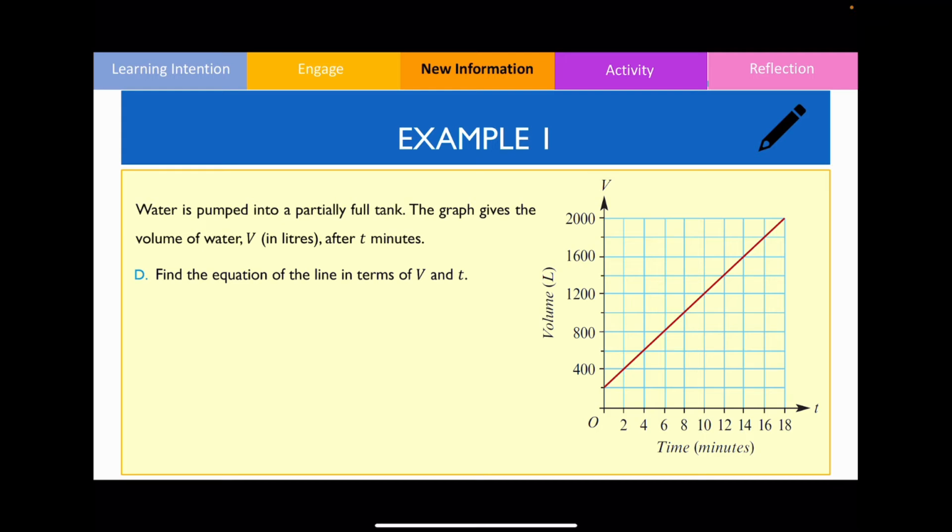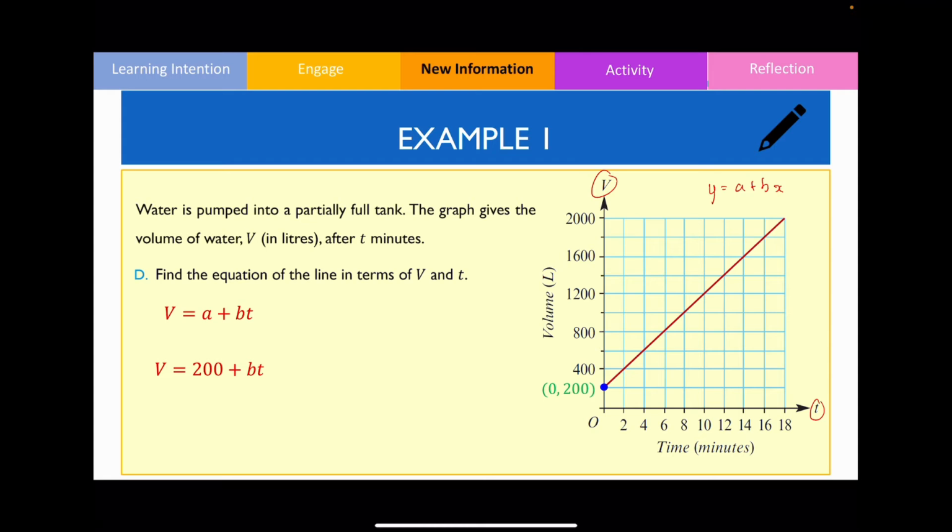Now part D wants us to find out what is the equation of the line in terms of V and T. So remember that the general equation of a line is going to be represented in this particular format over here. But because we're not using the variables y and x, we're now using V and T, I'm going to write it in this general formula over here. Now we already know what our y-intercept value is because we solved that in part A. Our y-intercept value was equal to 200. So I'm going to substitute 200 where a is going to be.